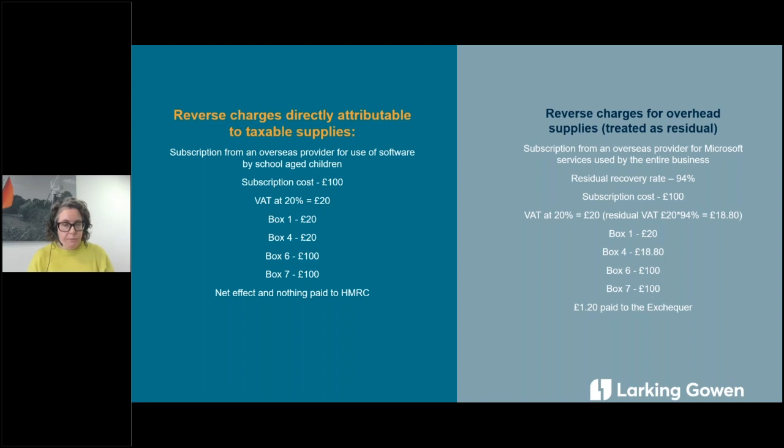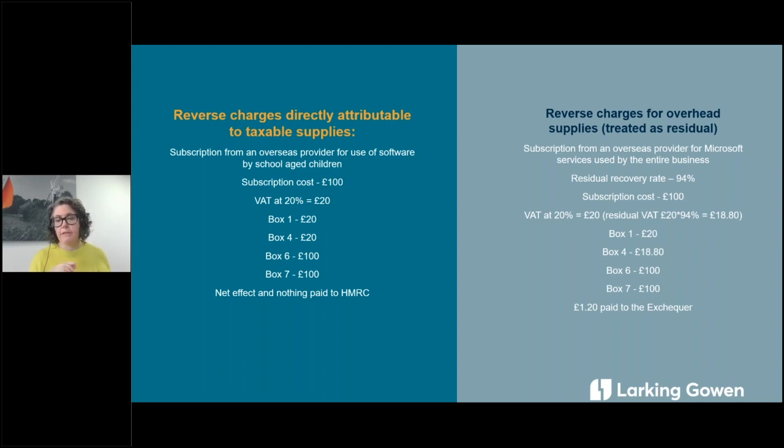What happens though if what you're buying is not fully recoverable because it's got mixed use and has to be treated as a residual cost for your school? So in this instance, let's say we have purchased a subscription from an overseas provider for, say, a Microsoft Office license that's going to be used across the entire business. And we've worked out that the taxable income over total income gives a residual recovery rate of 94% for this return period. So we still have a subscription cost of £100.